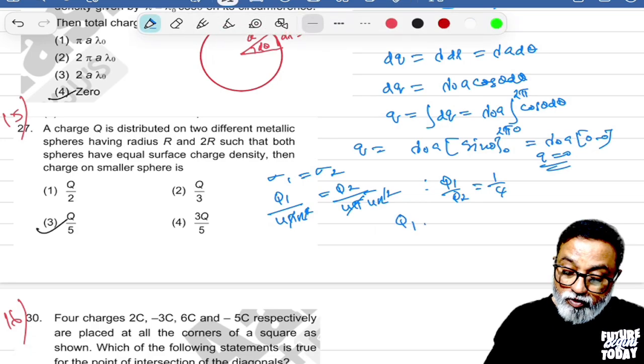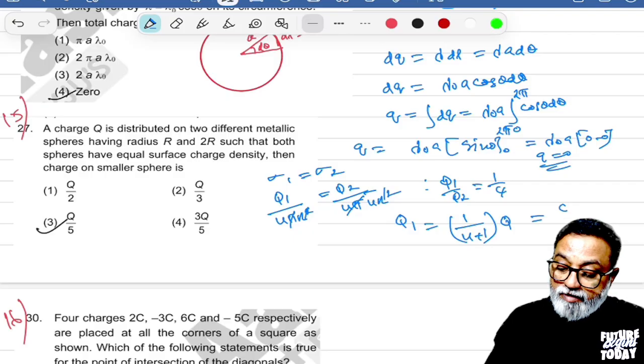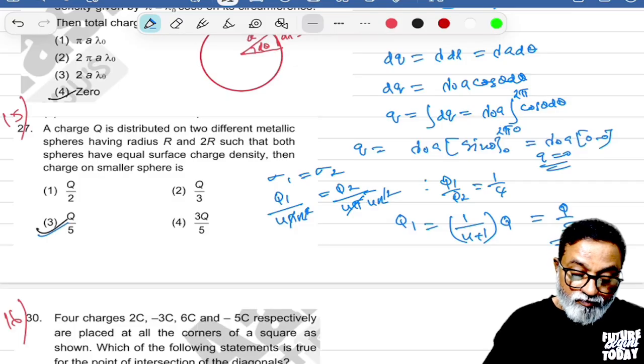Q1 ratio is 1, total ratio 4 plus 1, but total charge is given as Q. This becomes Q by 5. Therefore, answer 3.